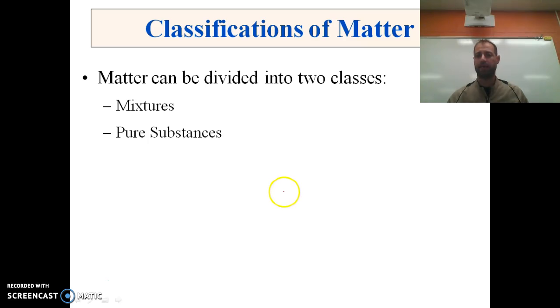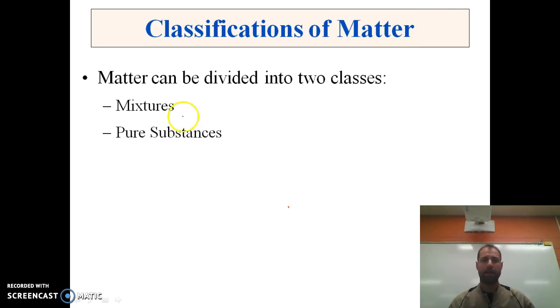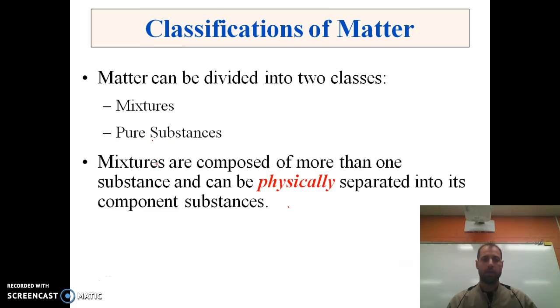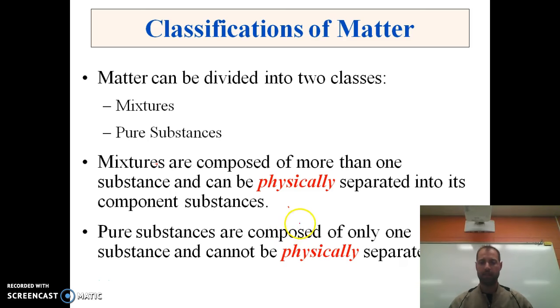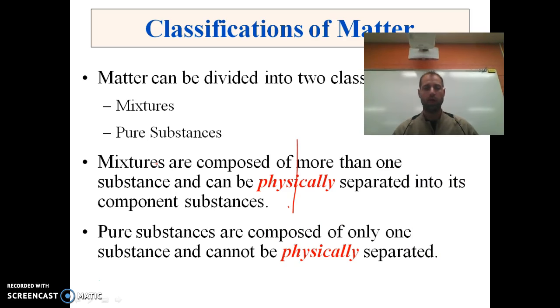Matter can be classified into basically two different classes. Matter can be divided into mixtures and pure substances. Mixtures are composed of more than one substance and can be physically separated into its component substances. So we can separate them without changing them, without making new substances. However, pure substances are composed of only one substance and cannot be physically separated. We have to go through a chemical reaction in order to separate pure substances.